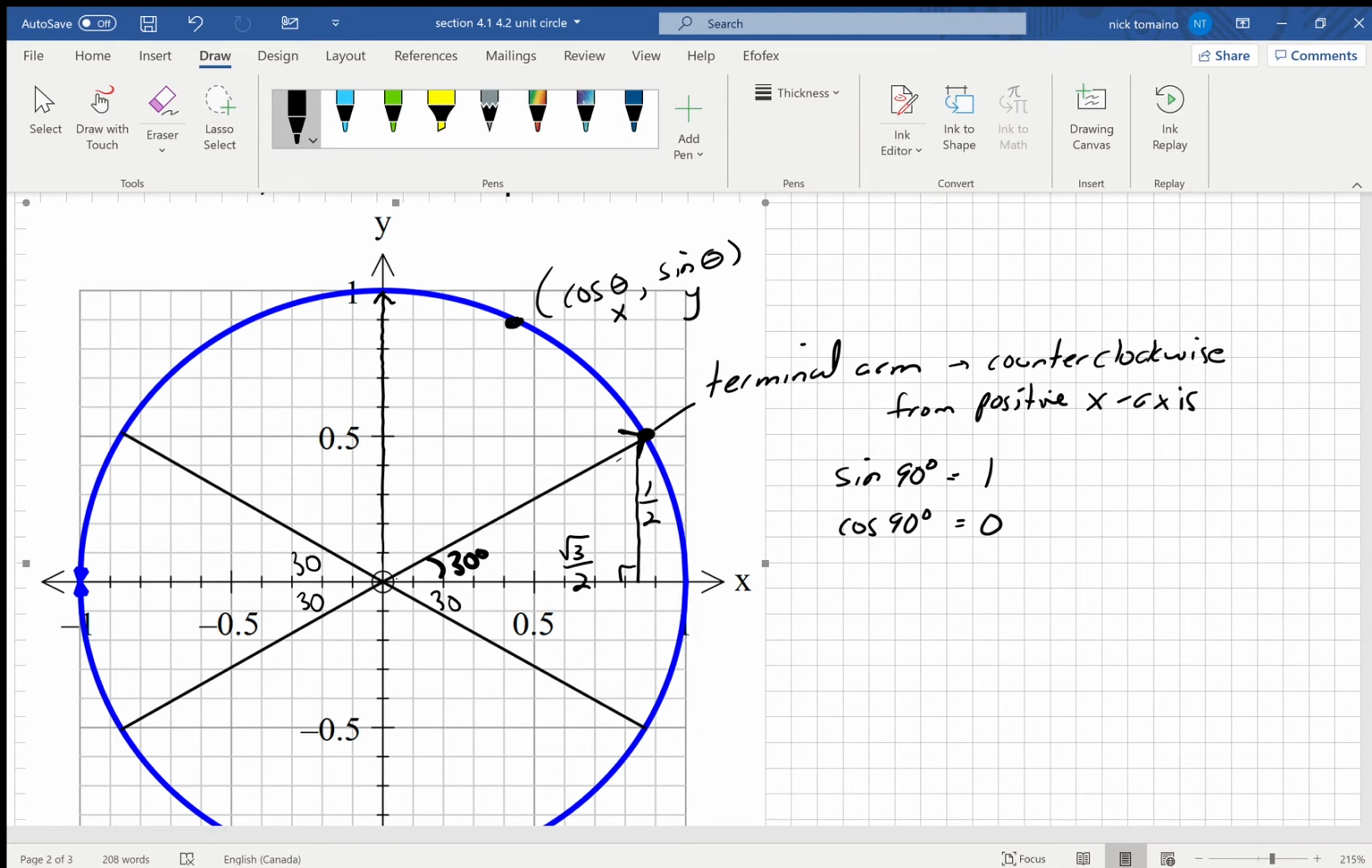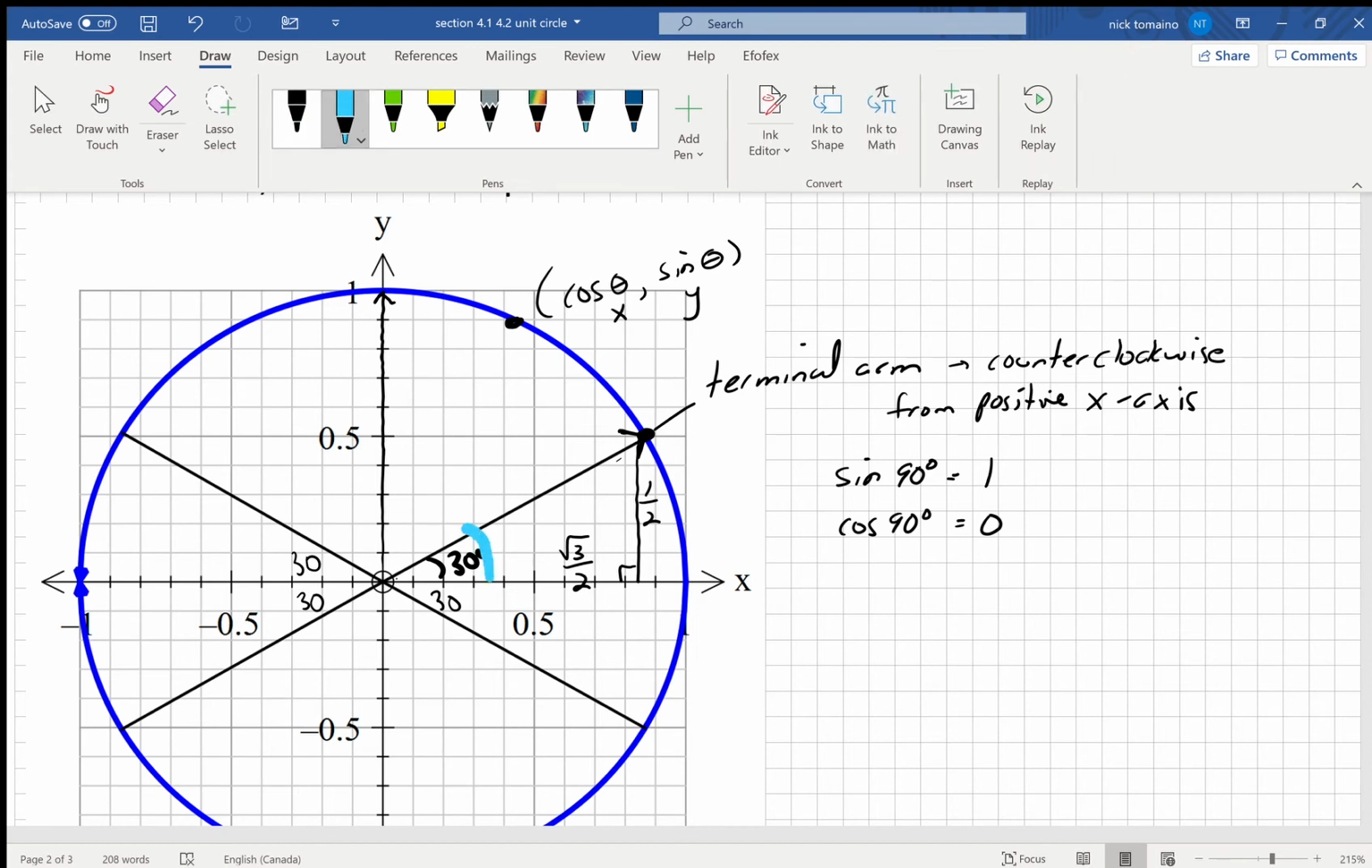All right, good. So let's go on to this angle right here. How many degrees of rotation from here to here? That's going to be 150. Why? Because from here to here is 180, and we're only going to here, so it's minus 30, so it's going to be 150.